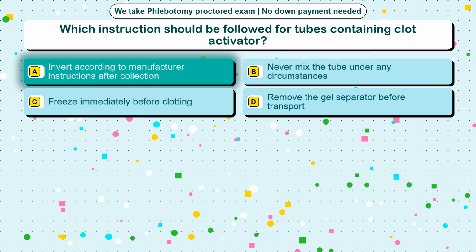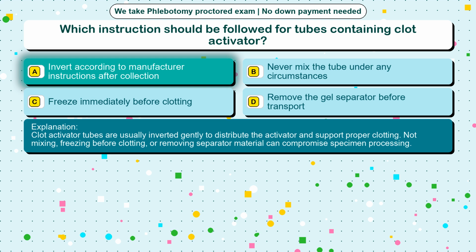The correct answer is option A, invert according to manufacturer instructions after collection. Clot activator tubes are usually inverted gently to distribute the activator and support proper clotting. Not mixing, freezing before clotting, or removing separator material can compromise specimen processing.